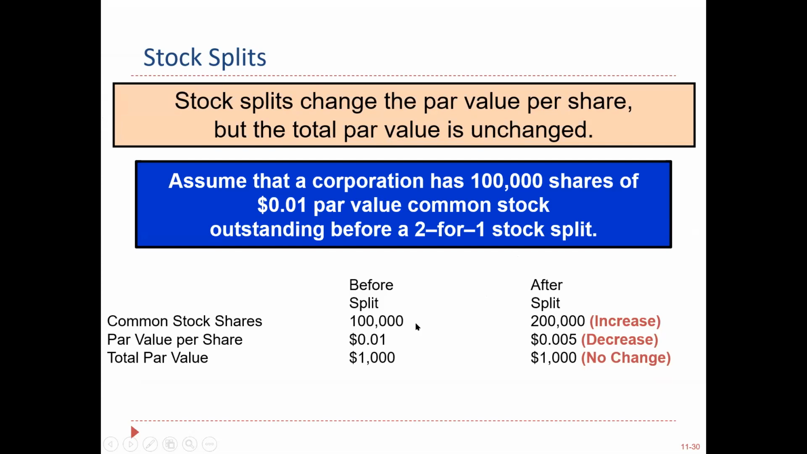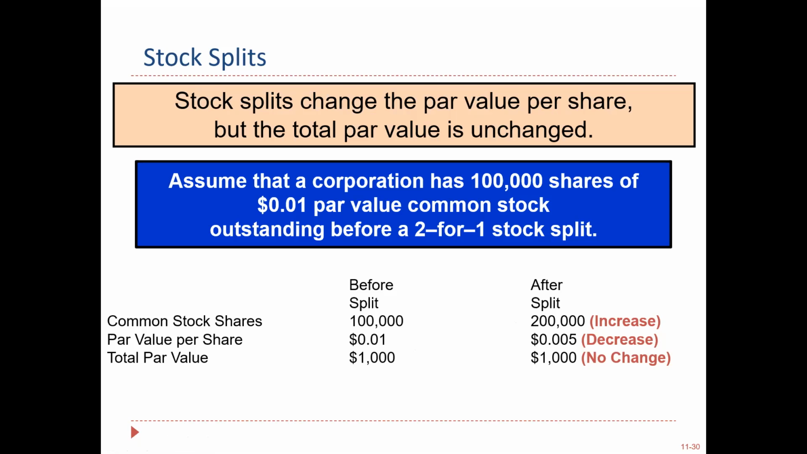before the split 100,000 shares. We know that, right? After the split, there's 200,000 shares. The par value was $1, so that's $1,000. The par value here is still 1,000. What changed? What they did was they changed the par value. They changed the par value from a penny to half a penny. That's all they did. And I'm not sure what the strategic thinking might be, stock dividend versus stock split.